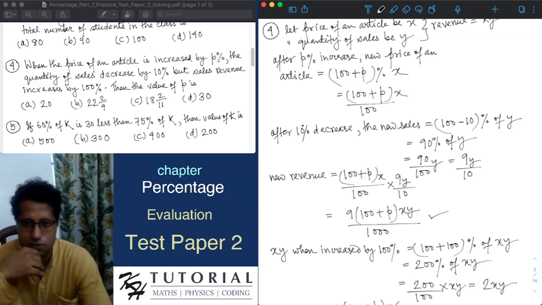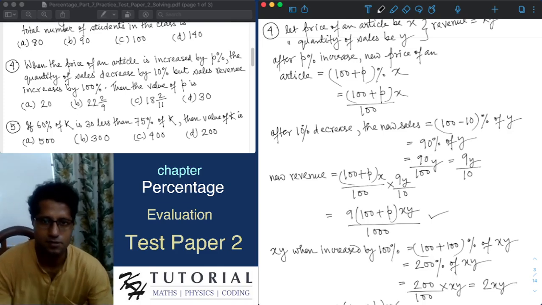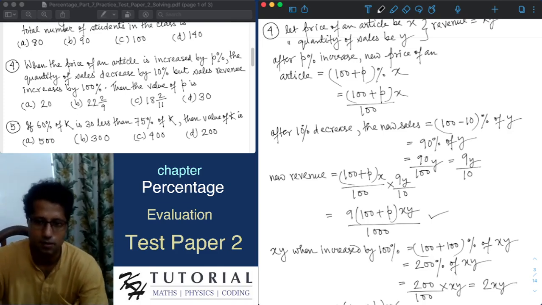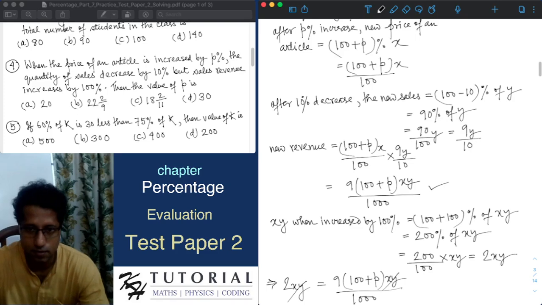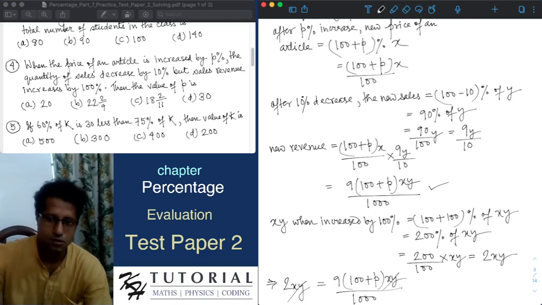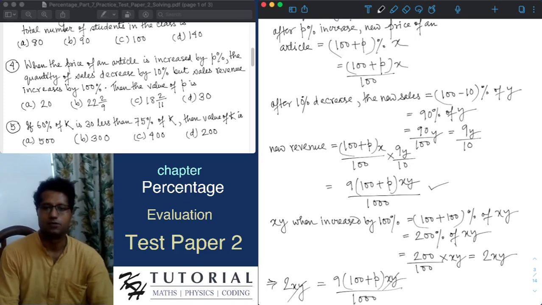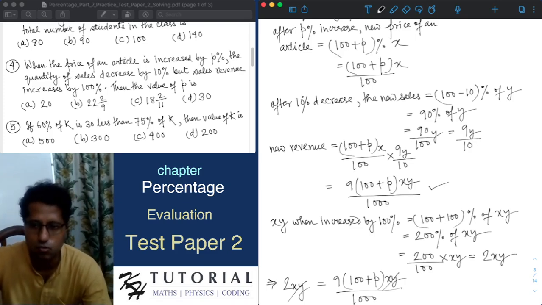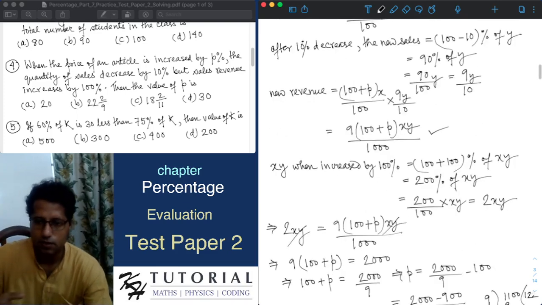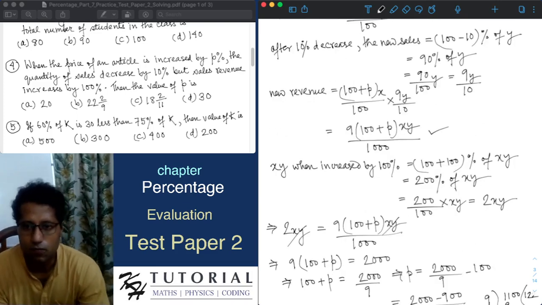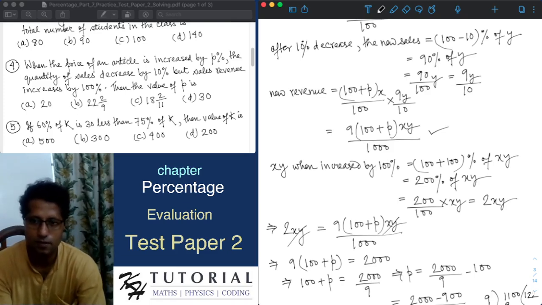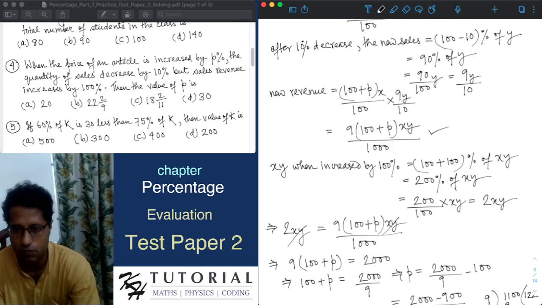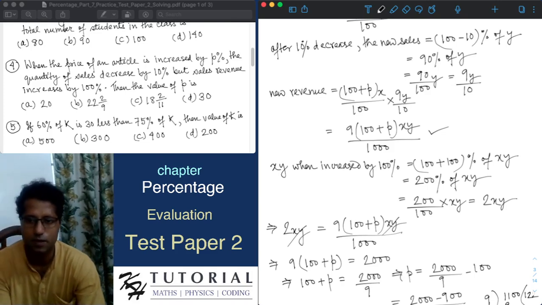So this is the new revenue. It also says that the sales revenue increases by 100%. Originally the sales revenue was XY. So when XY is increased by 100%, it becomes 100 plus 100% of XY. That is 200% of XY, which is equal to 2XY. So now we can equate 2XY to the new revenue we earlier computed. So we have 2XY equals 9 into 100 plus P XY divided by 1000.